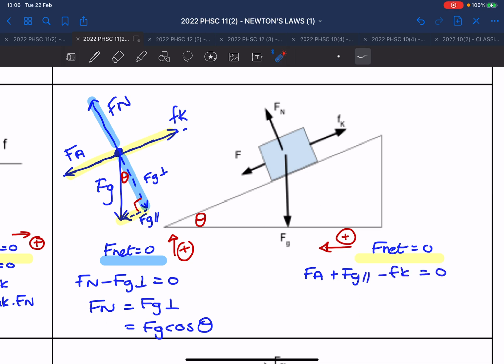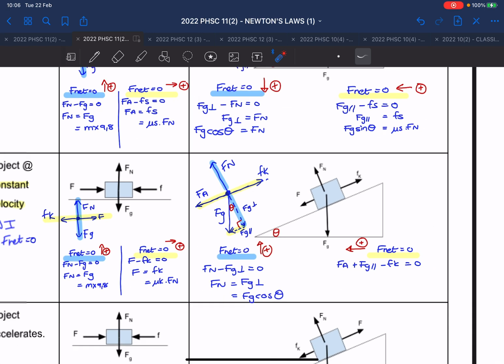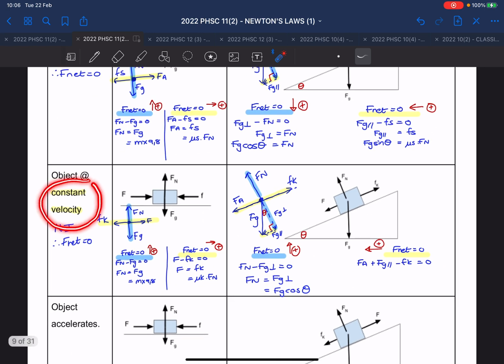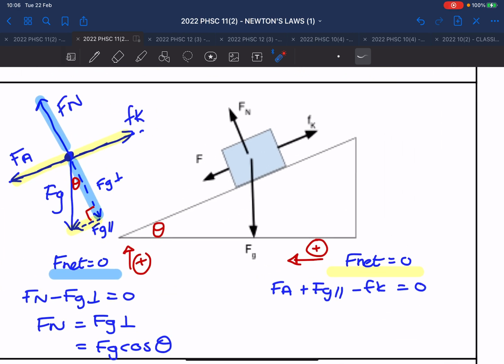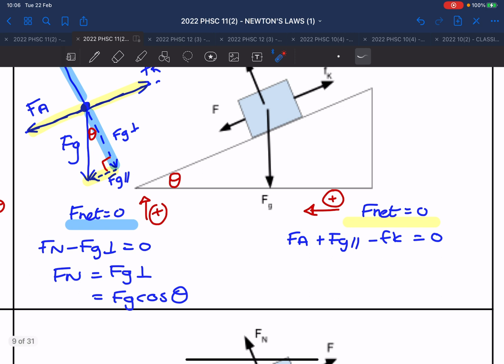Sorry, I wanted to say, why 0? Is the object stationary? No, the object is not stationary. It's moving at a constant velocity. Constant velocity is also Newton's first law. So even though it is sliding down at a constant velocity, it's still F net is equal to 0.